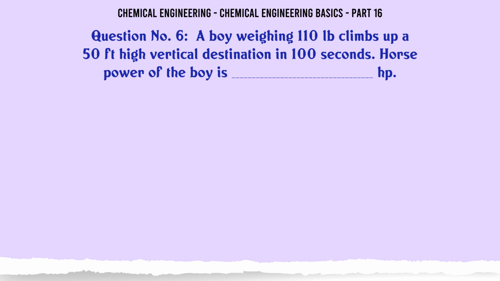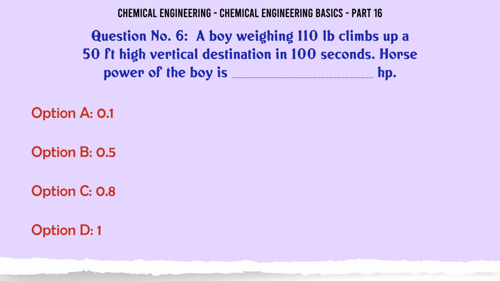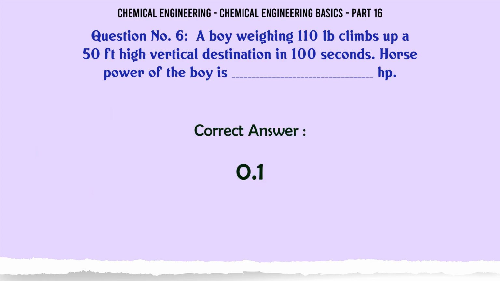A boy weighing 110 pounds climbs up a 50 feet high vertical distance in 100 seconds. Horsepower of the boy is HP. A. 0.1. B. 0.5. C. 0.8. D. 1. The correct answer is 0.1.